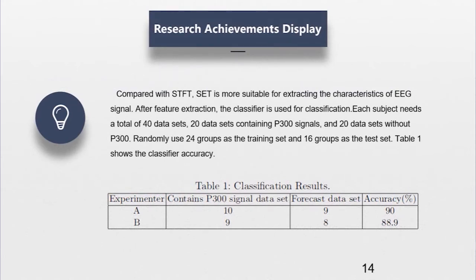Compared with STFT, SCT is more suitable for extracting the characteristics of each signal. After feature extraction, the SVM classifier is used for classification. Each subject needs a total of 40 datasets, 20 datasets containing the P300 signal and 20 datasets without P300. We randomly use 24 groups as a training set and 16 groups as a test set. Table 1 shows the classifier analysis.